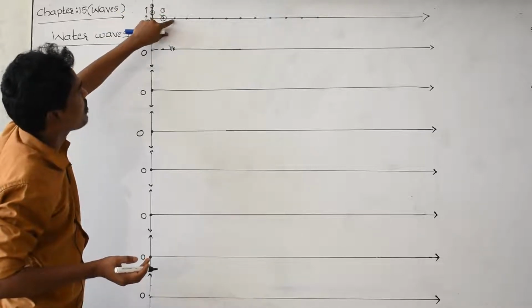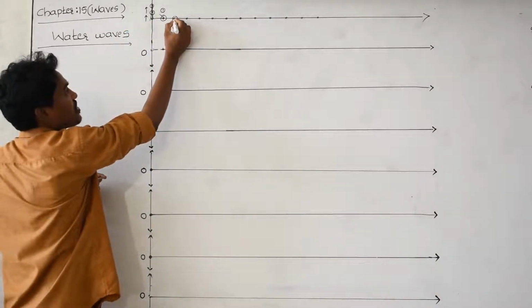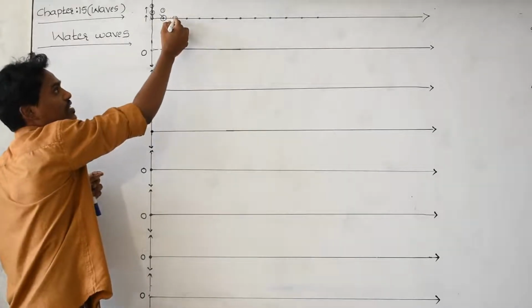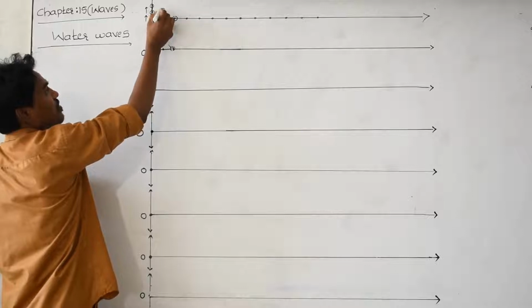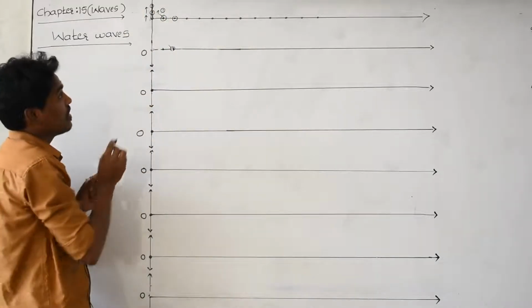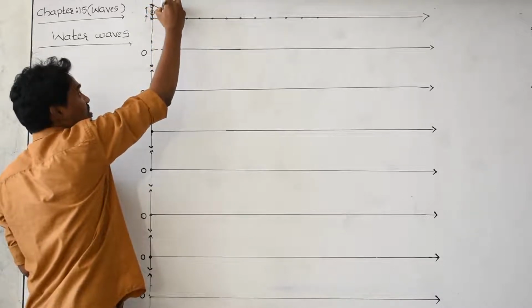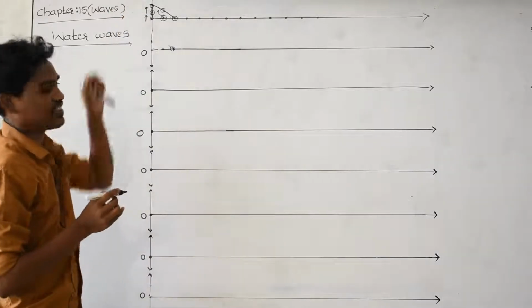And what about the third particle? The third particle is still at rest, because the disturbance from the second particle has not reached the third, that's why it is at rest. And the direction of the second particle's motion is also upward. Then what is the nature you are getting? See very carefully, you are getting the nature like this.